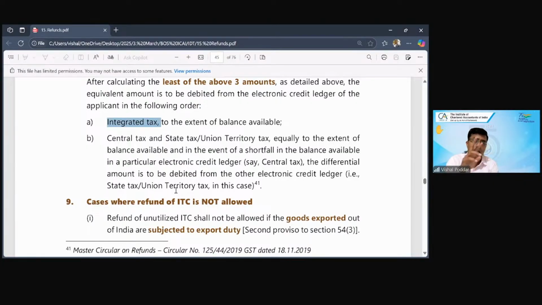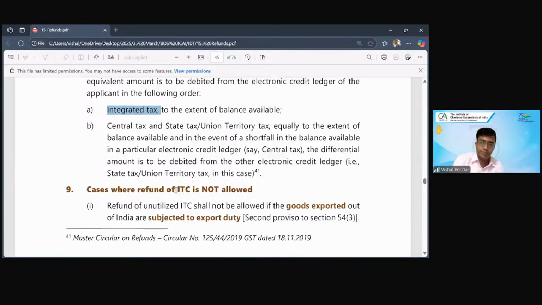However, if equally, I get 200, 200, but my CGST balance is only 150. So I cannot debit the entire 200 to CGST. So what will I do? I will debit 150 to CGST, which is the maximum possible amount, and the balance 50 I will debit in my SGST credit ledger. So SGST will get a debit of 250. So this is about the formula and working.